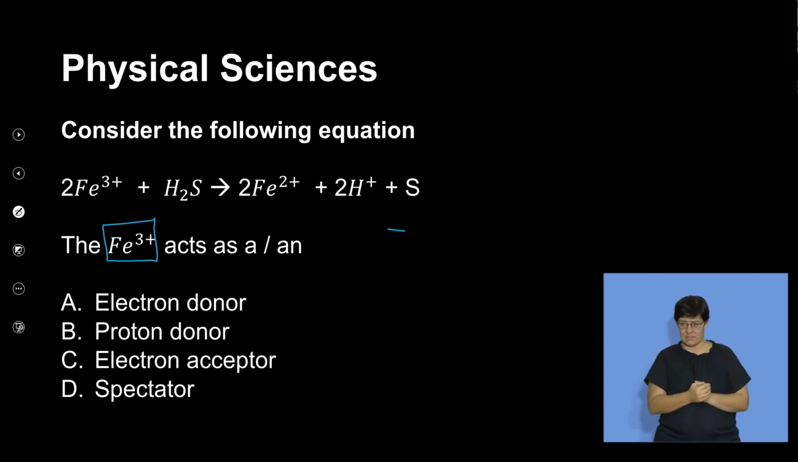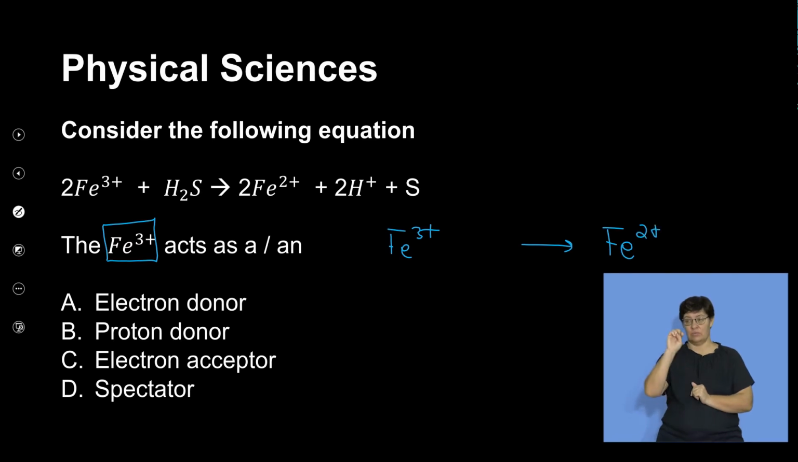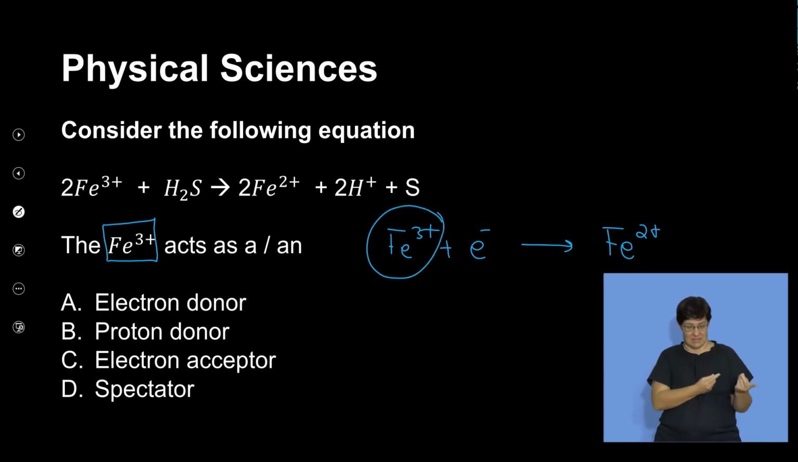So we've got Fe3+, which is iron 3. It becomes iron 2. There's only one thing that can happen. Has the oxidation number increased or decreased? It has decreased. It simply means that the iron 3 gained an electron. So the gain of electron has to do with the reduction half reaction. This is the substance that undergoes the gain of electrons.